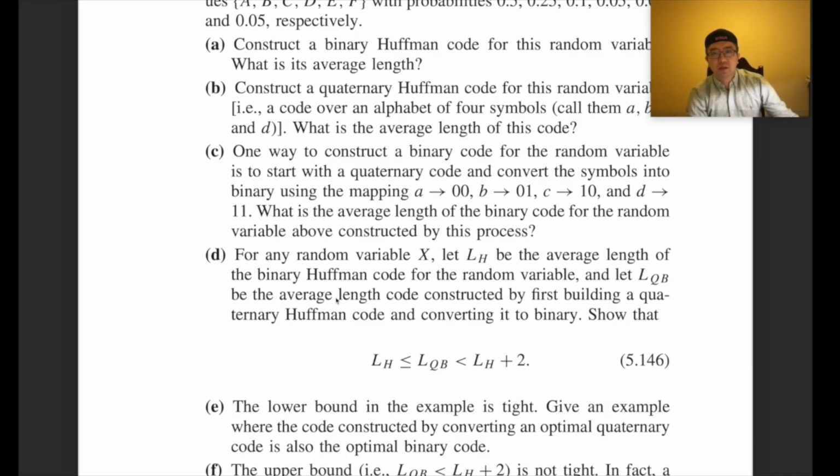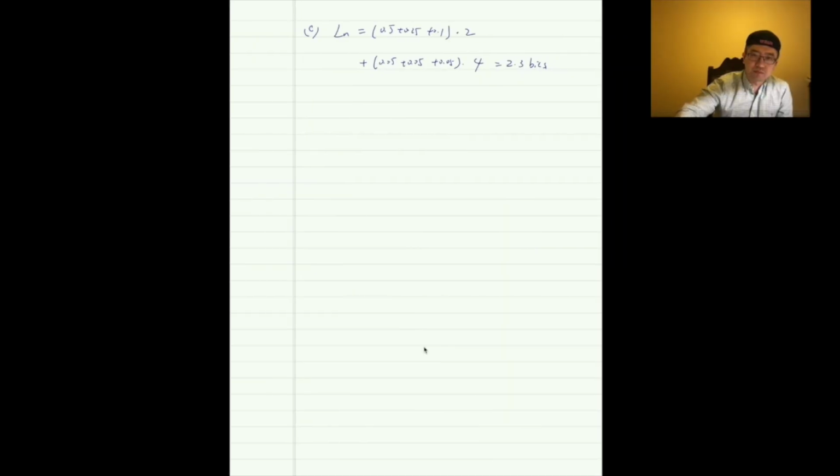The next one is that this LH denotes the average length of the binary Huffman code, and this LQB is the average code length constructed by first building a quaternary Huffman code and then converting it into binary code, right? Then we need to show this inequality, right? You can see by doing this, we're not extremely far away from the performance of the binary code, or the optimal performance, right? Okay, so let's see how we can do this. That is our part D.